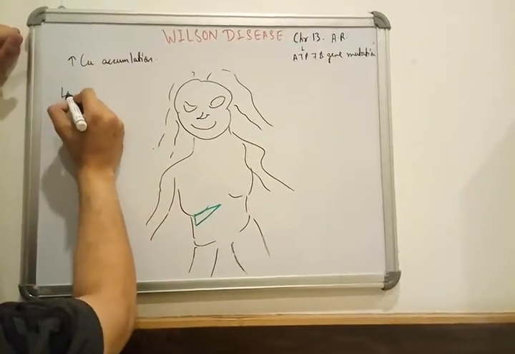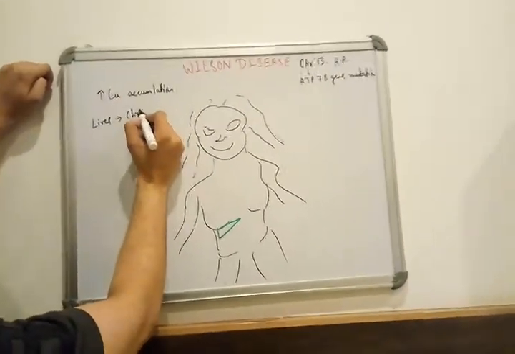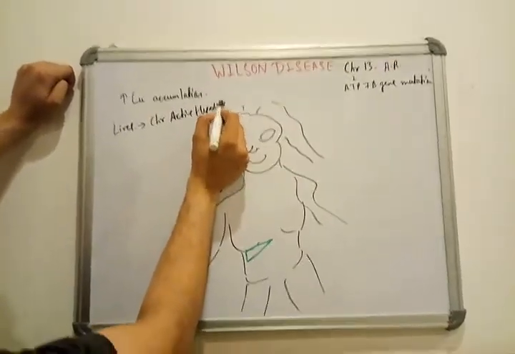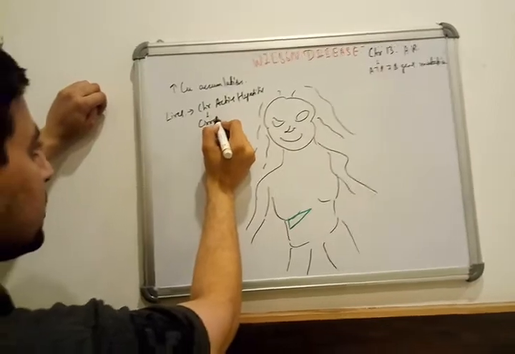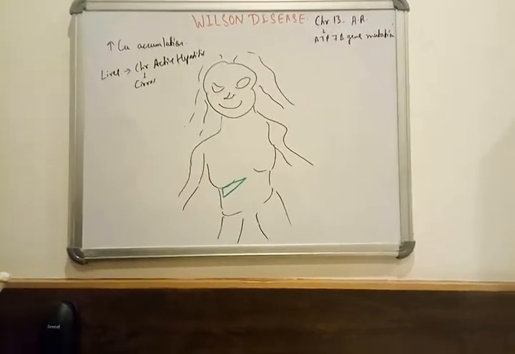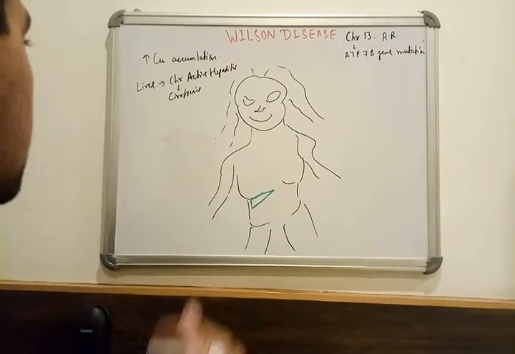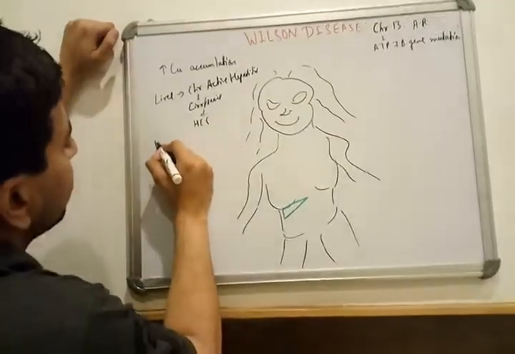Liver, I'm going to write here. It causes chronic active hepatitis. After chronic active hepatitis, what is going to happen in the liver? Cirrhosis. Then hepatocellular carcinoma, HCC. And what else is going to happen here? There is hepatic encephalopathy in the liver.